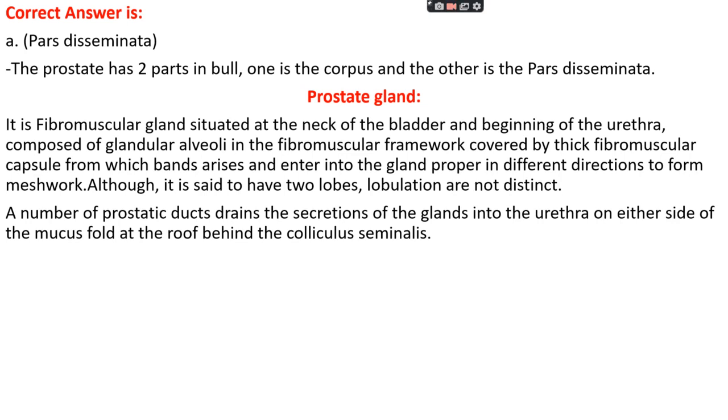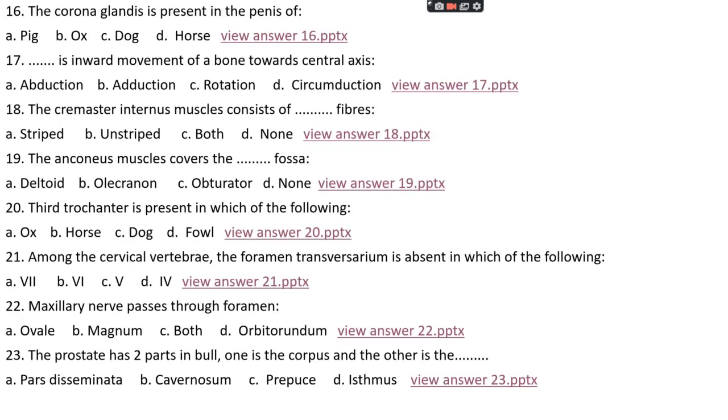Although it is said to have two lobes, the lobulations are not so distinct in the prostate gland. A number of prostatic ducts drain the secretion of this gland into the urethra on either side of the mucous fold at the roof behind the colliculus seminalis.